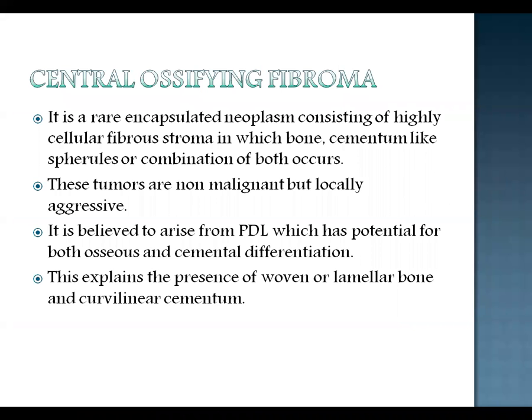Next entity is the central ossifying fibroma. It is a rare encapsulated neoplasm consisting of highly cellular fibrous stroma in which bone, cementum-like spherules, or a combination of both occurs. These tumors are non-malignant but locally aggressive. It is believed to arise from the periodontal ligament, which has potential for both osseous and cemental differentiation. This explains the presence of woven or lamellar bone and curvilinear cementum.